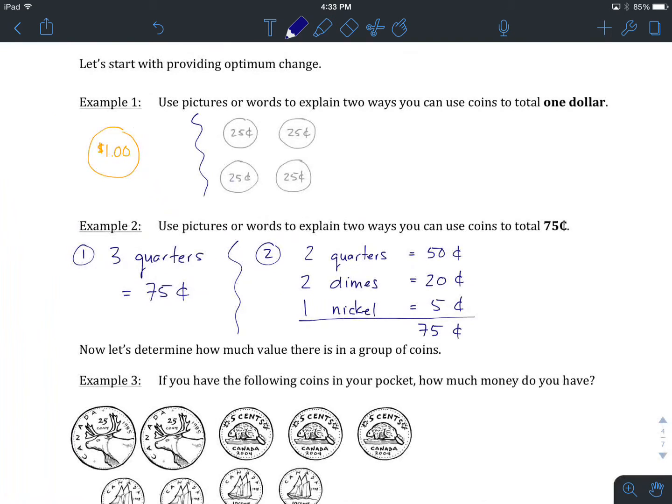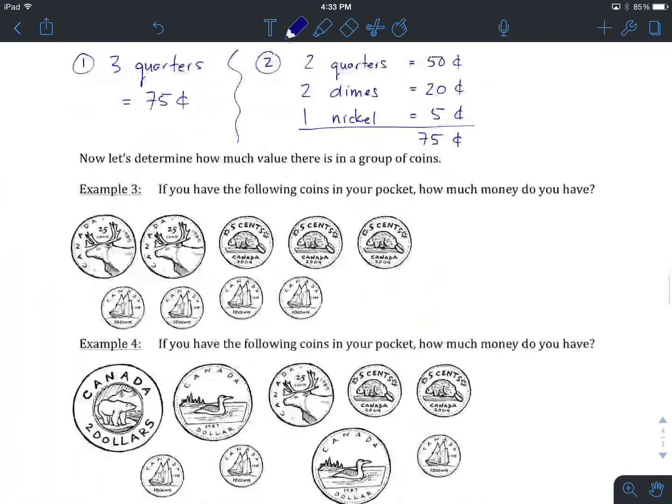Okay, let's move on to a new set of problems, which is to determine how much value there is in a group of coins. So you can imagine taking that group of coins out of your pocket. You would say, how much money do I actually have here quickly? So let's have a look at example 3. If you have the following coins in your pocket, how much money do you actually have? The easiest way to do this is to group them together by type. So we'll quickly scan through.